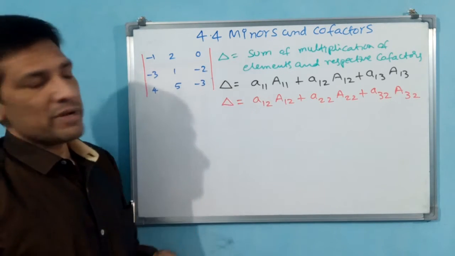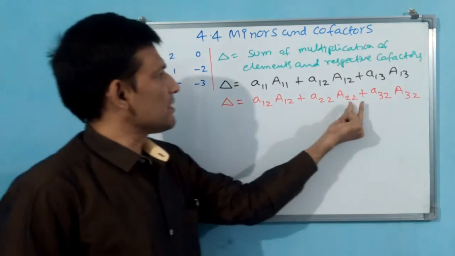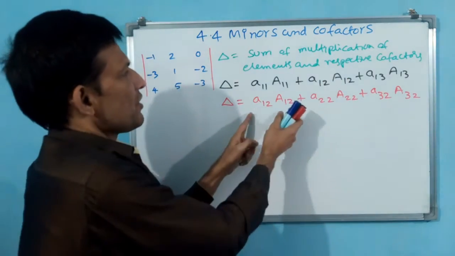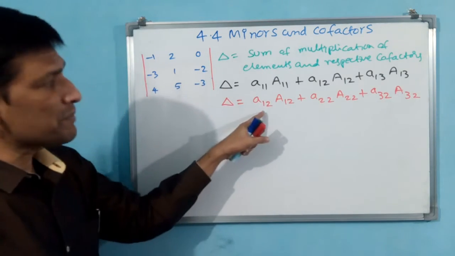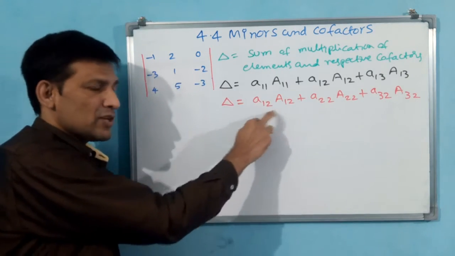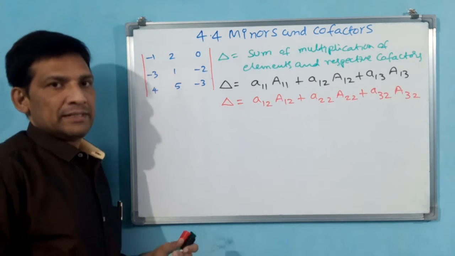Now you go back to the statement. You are making the sum of multiplication of element and respective cofactor. Why am I writing respective cofactor? Respective cofactor means the same cofactor you have to take.